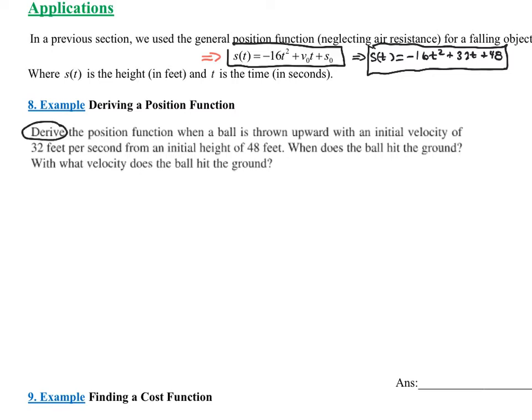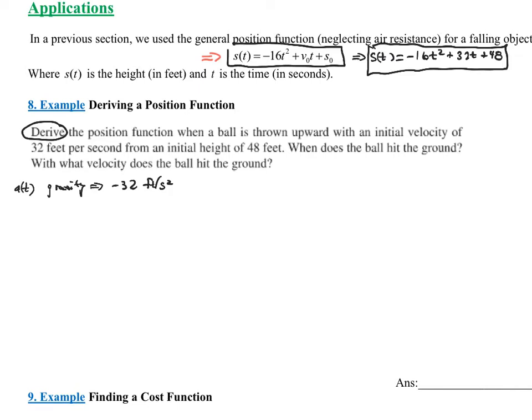Okay, so how are we going to do it? Well, the first thing we need to know is what is acceleration. On Earth, acceleration is due to gravity, and gravity is measured at a rate of negative 32 feet per second squared. That is the acceleration due to gravity. So that is a of t.